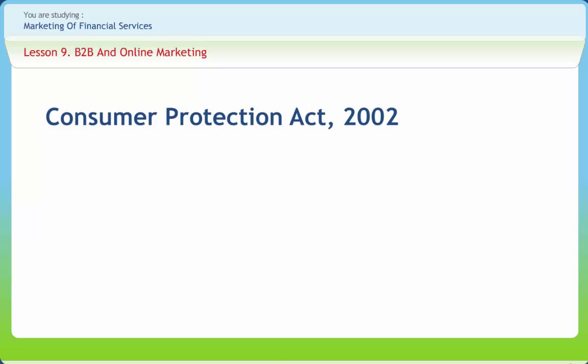Let's consider the Consumer Protection Act. Section 2(d) of the Consumer Protection Act 1986 defines consumer as any person who buys any goods for a consideration which has been paid or promised or partly paid and partly promised or under any system of deferred payment, and includes any user of such goods other than the person who buys such goods for consideration paid or promised or partly paid or partly promised or under any system of deferred payment, when such use is made with the approval of such person, but does not include a person who obtains such goods for resale or for any commercial purpose.